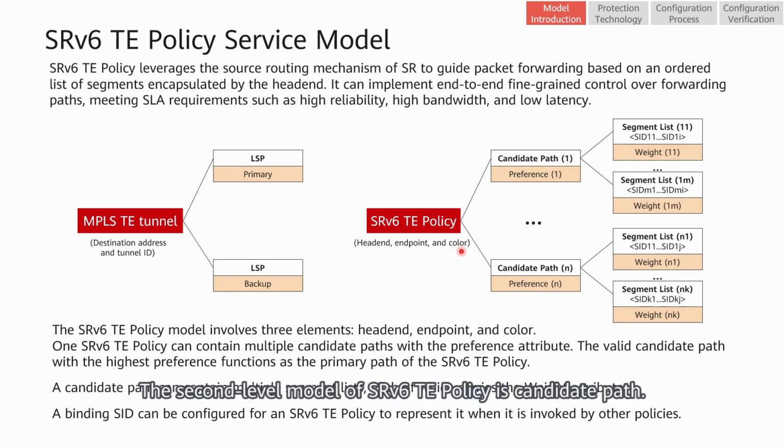The second level model of SRv6 TE policy is candidate path. A SRv6 TE policy can contain multiple candidate paths that have different preferences. The candidate path with the highest preference functions as the primary, and the other paths provide protection. Each candidate path can be configured with multiple segment lists, which are forwarding paths represented by a list of segments. Segment lists can carry different weights and implement equal cost or unequal cost load balancing based on these weights.